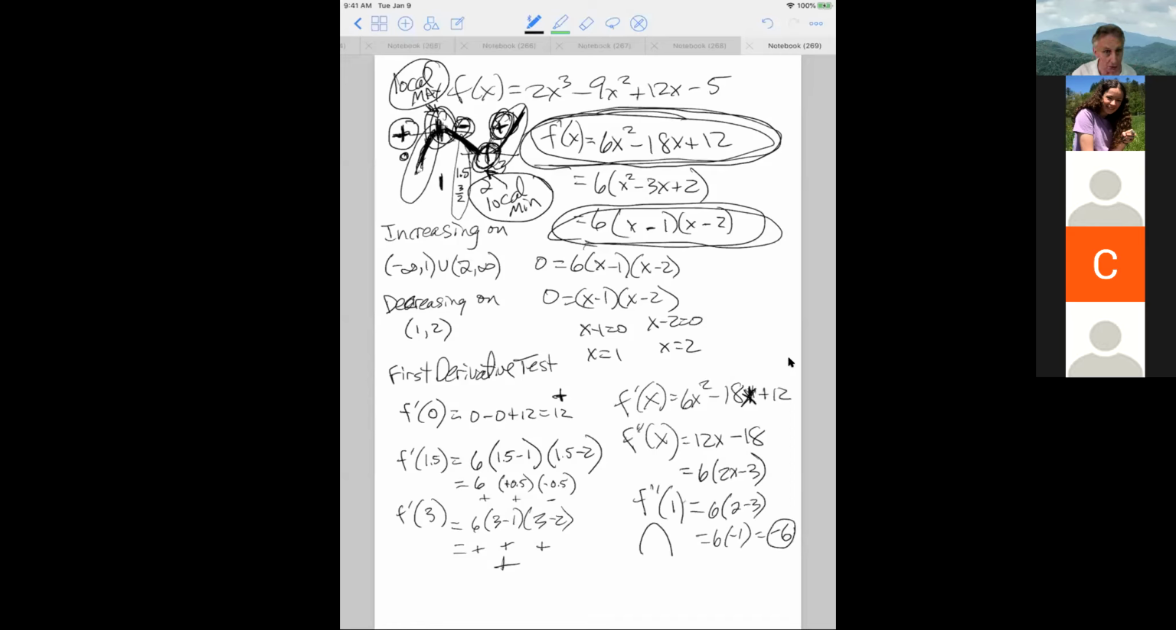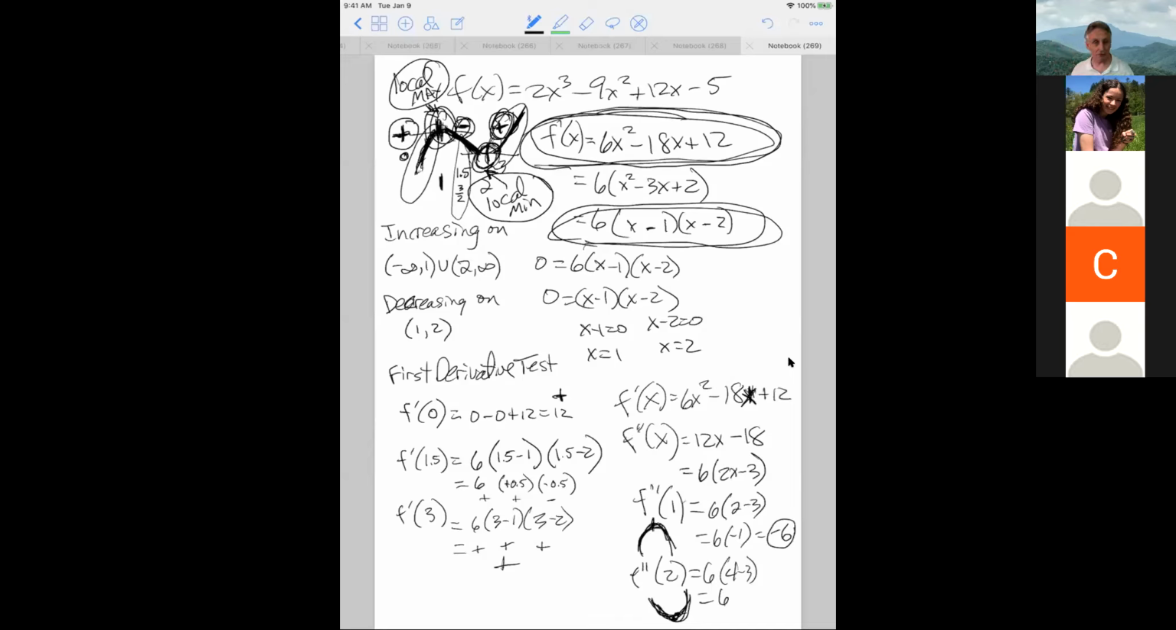Look what happens if we plug in 2. 2 is at the bottom there. So if we plug 2 into f double prime, we get 6 times 4 minus 3, which is 1. We get 6. That's positive. That means it's concave up, okay? And what can be confusing is that it's positive, it's concave up, therefore it's a local min. This is happening at the bottom because it's concave up. This is at the top, so it's concave down, it's a local max, okay?